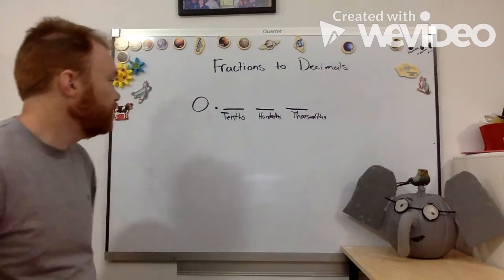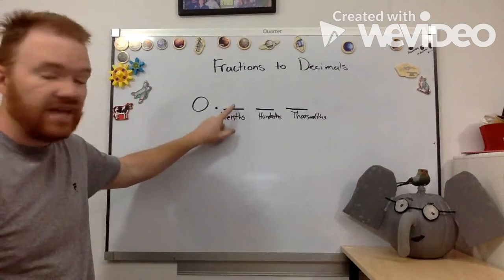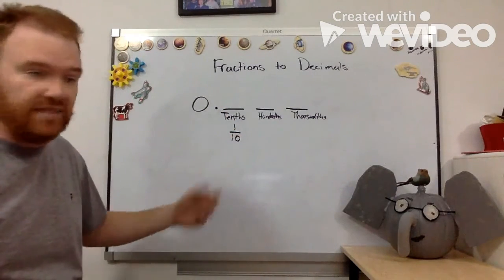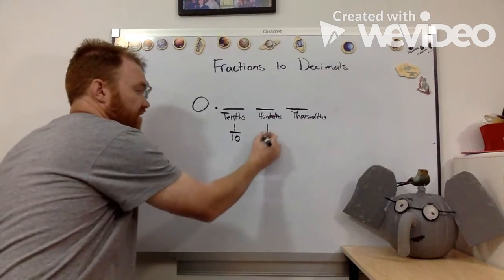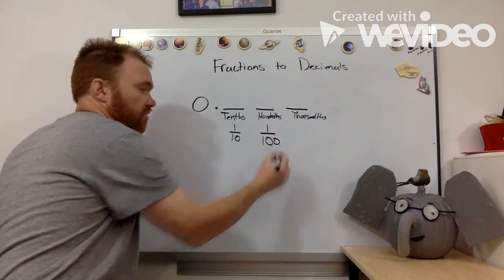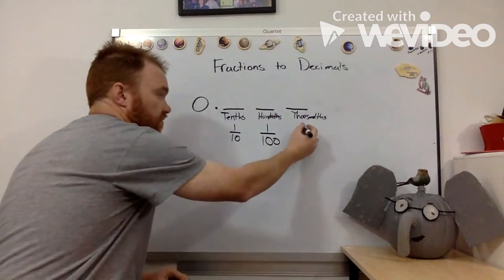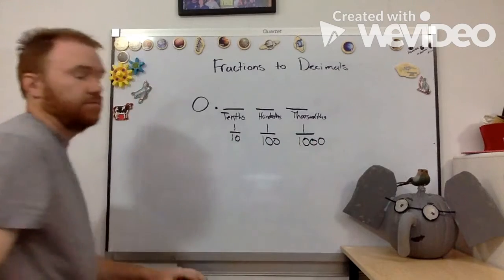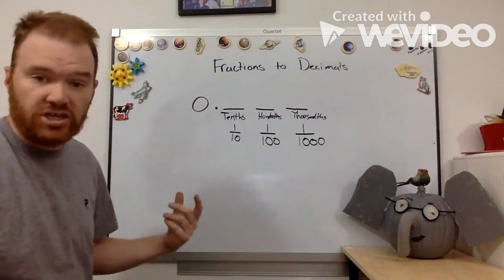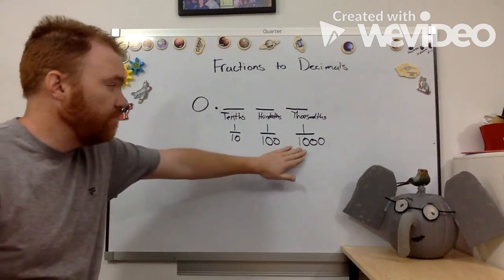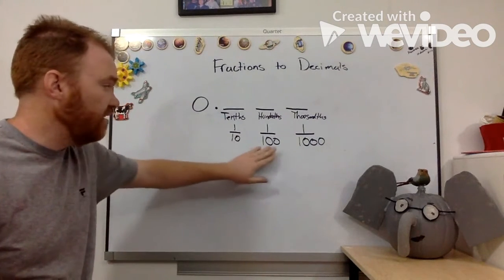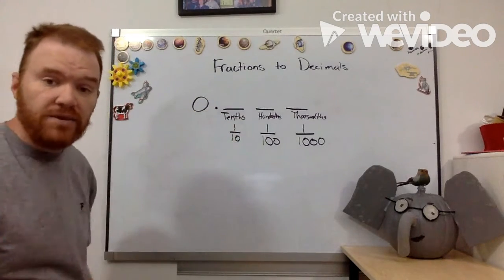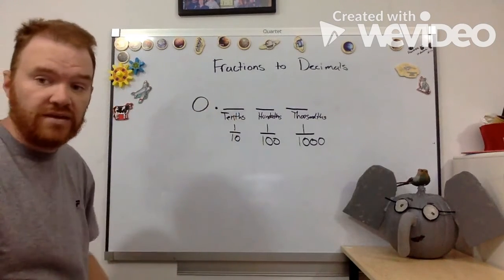Tenths is the same thing as having a denominator of 10, so 1/10. Hundredths would be the same as having a denominator of 100. And thousandths would be the same where we have a denominator of 1,000. So if I can make an equivalent fraction with 10, 100, or 1,000 as my denominator, then I can pretty easily make that into a decimal.